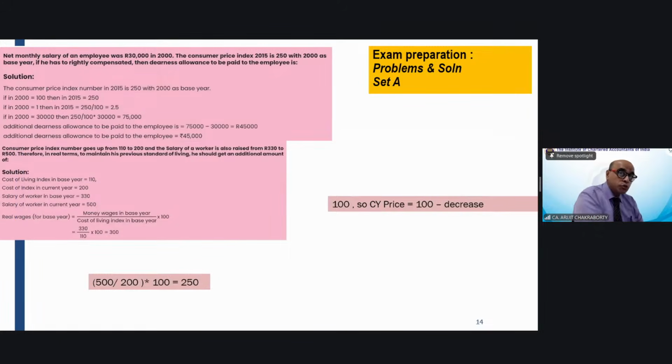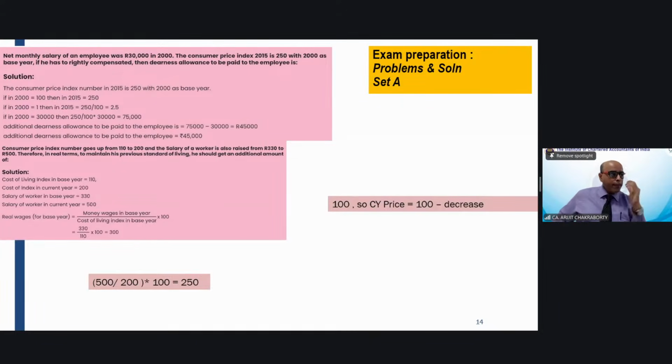Next question: consumer price index goes up from 110 to 200. Okay, meaning over a period of time, the consumer price index which was 110 is now 200. A worker's salary has also increased from 330 to 500. Let us assume this is the hourly wage. Just as an example, his wage has gone from 330 rupees to 500 rupees per hour. Therefore, in real terms, to maintain his previous standard of living, he should get an additional amount of how much?